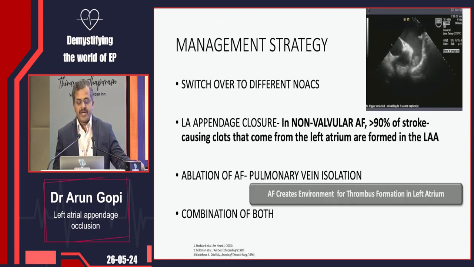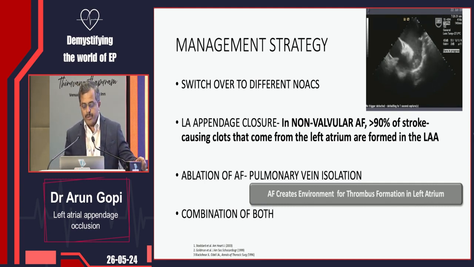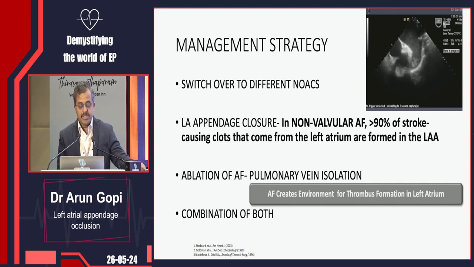Play around with different NOACs, or get behind the villain, which is the left atrial appendage. In 90% of non-valvular AF, the thrombus actually comes from the left atrial appendage. And for this person who is troubled by both AF and his episodes of neurovascular ischemia, we need to target both the arrhythmic risk as well as the left atrial appendage.